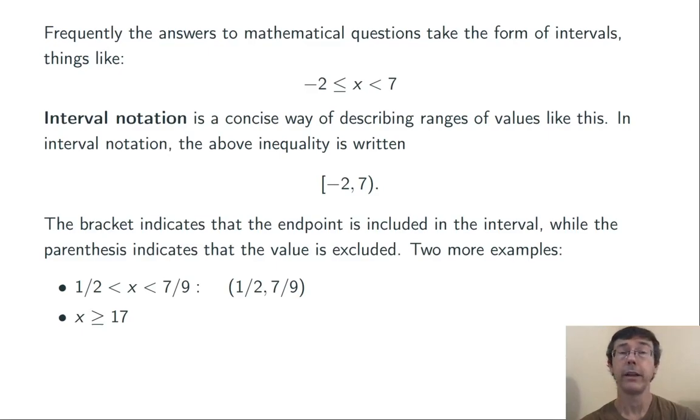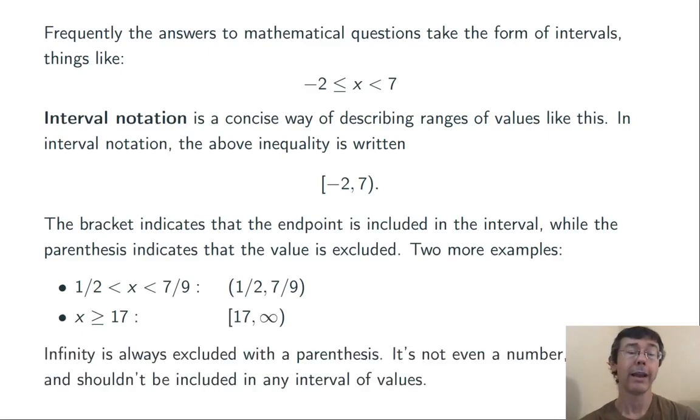x greater than or equal to 17. So here we have an interval that goes on forever. It's going to start at 17 and then keep going forever to the right. It's written like this: [17, ∞). 17's included, x ≥ 17. We take all the real numbers that go from 17 to infinity. Notice the parenthesis around the infinity. We never include infinity or negative infinity in our intervals. It's not even a number, so it can't be included in any set of real numbers.